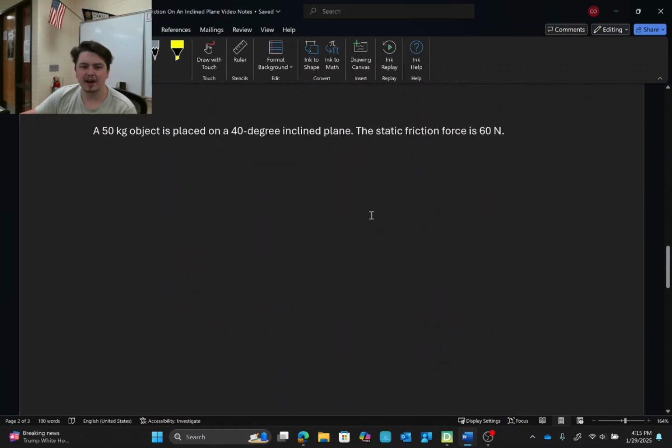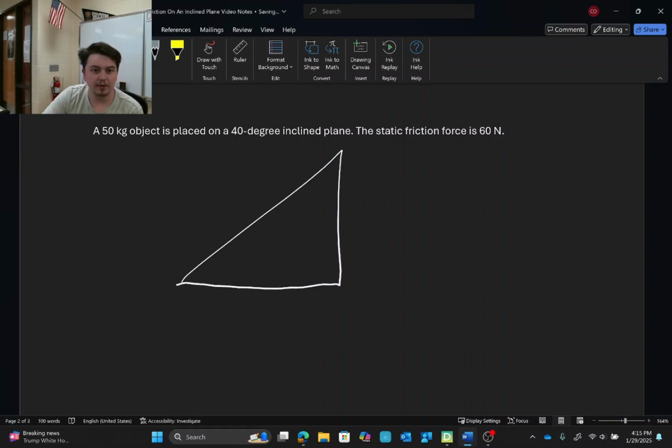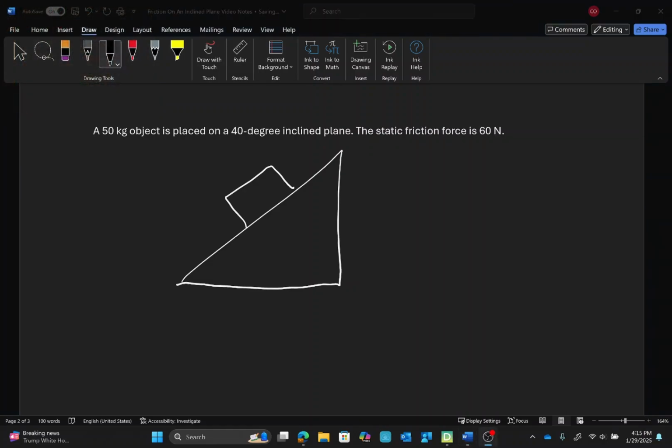So same deal here. We have a 50 kilogram object that's placed on a 40-degree inclined plane. The static frictional force is 60 newtons. So here we have our triangle, and I'm going to leave that with you with a box on the plane. And now I'm going to switch so you don't have to look at me, and then you can do the calculations. And I will be back momentarily.